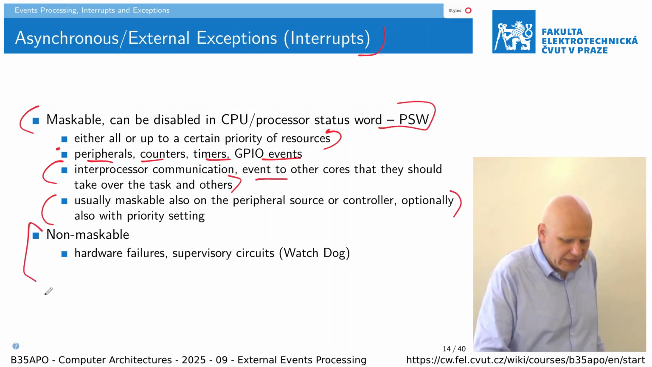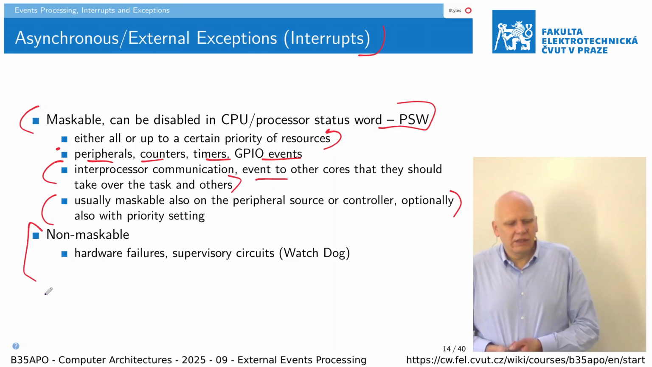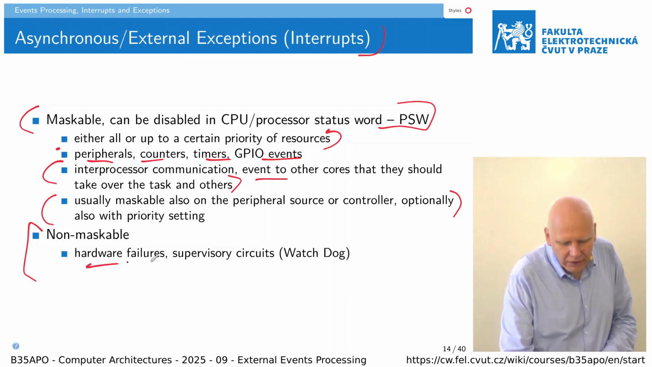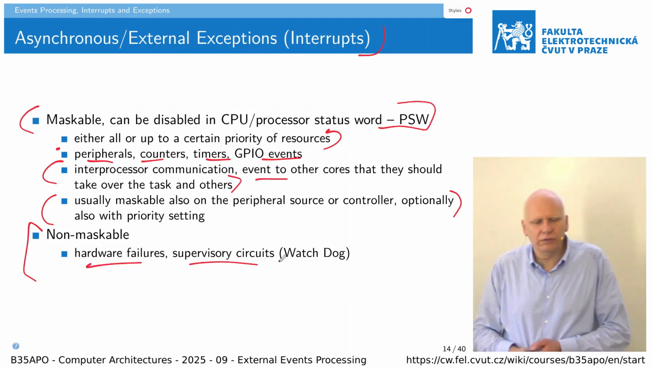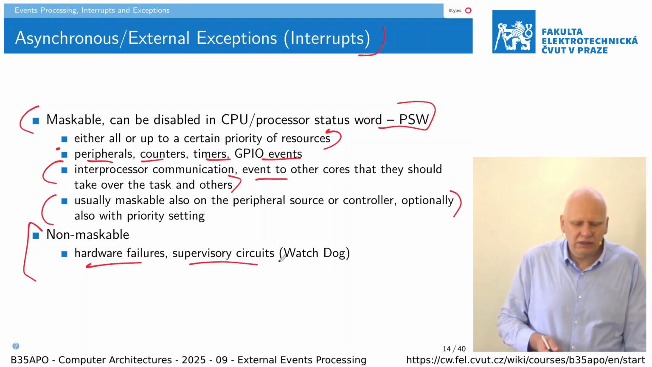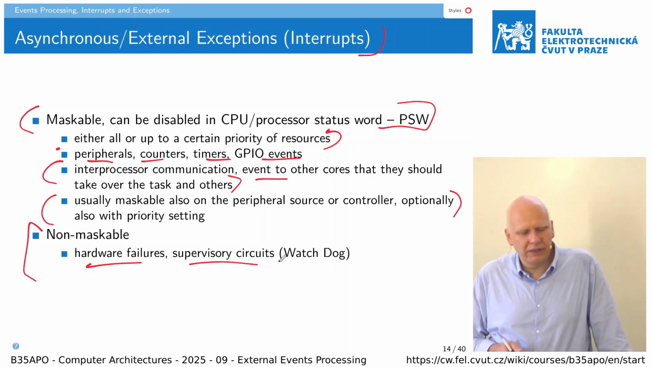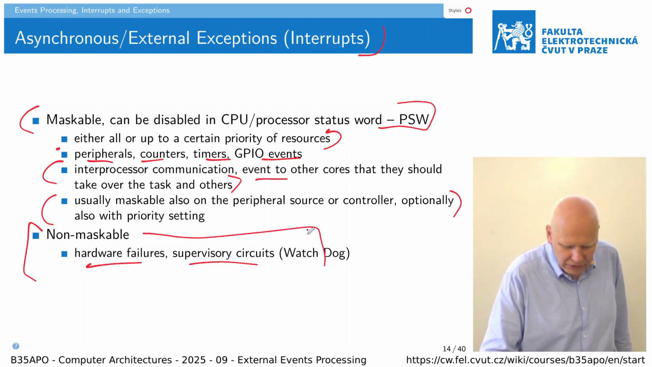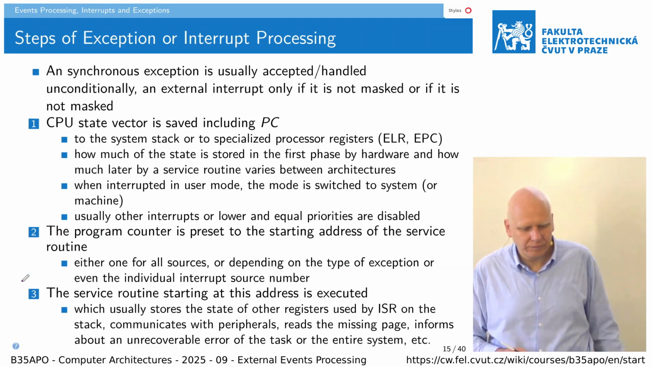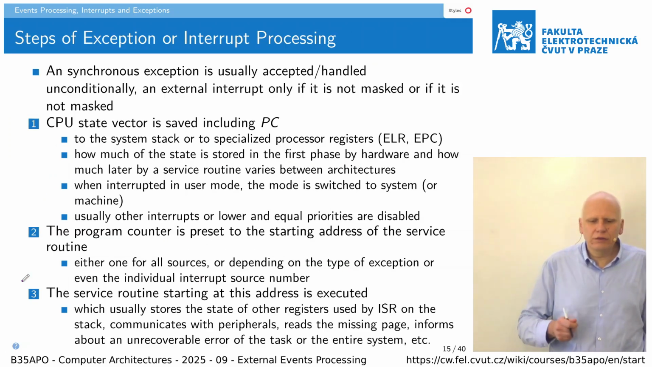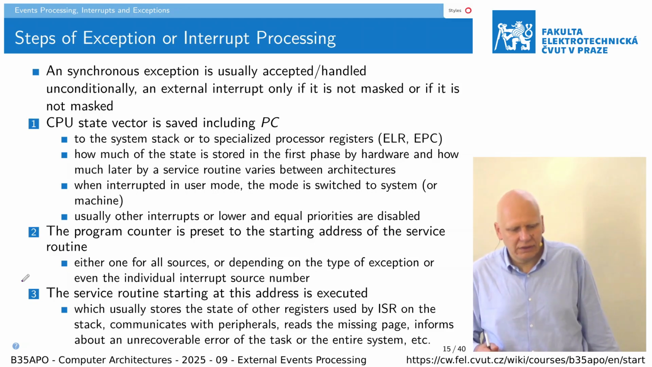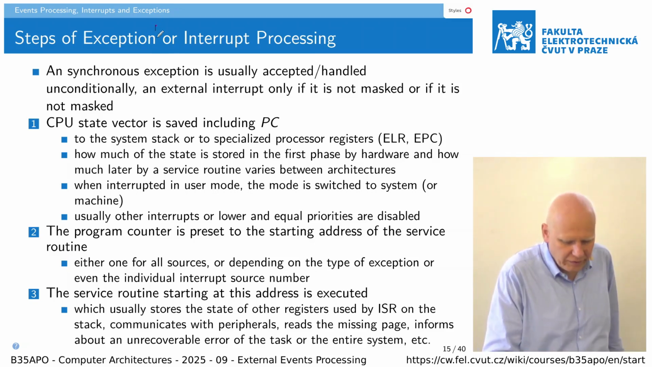And then we have some set of non-maskable exceptions, and those are usually some hardware failures, supervisory circuits, watchdog reporting that the system misbehaves, for example, and so on. So those are non-maskable. Sometimes for debugging we can use even non-maskable interrupts. Okay, now we look at what is necessary to do on the hardware and software level when the external event or exception occurs.